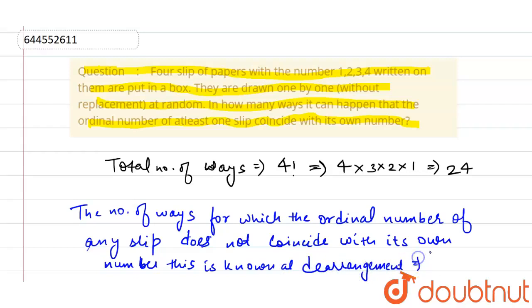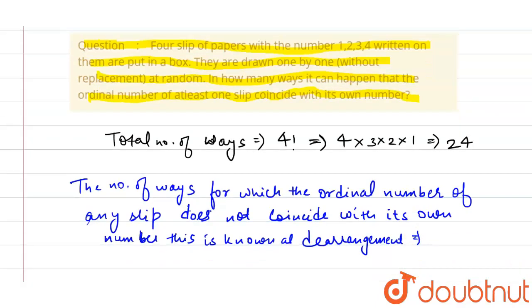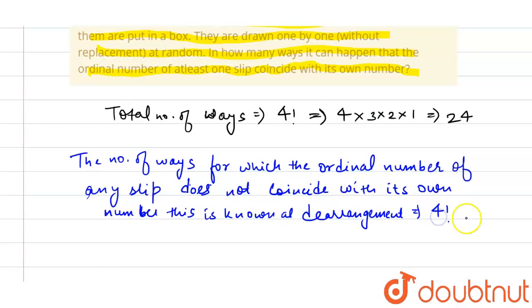And the formula for the derangement for these 4 slips is 4 factorial, and in the bracket 1 upon 2 factorial minus 1 upon 3 factorial plus 1 upon 4 factorial. This is the formula for derangement. In the question we have to find the ordinal number of at least one slip coinciding with its own number, but here we have found the case where the ordinal number of any slip does not coincide. So first of all we will find this value.